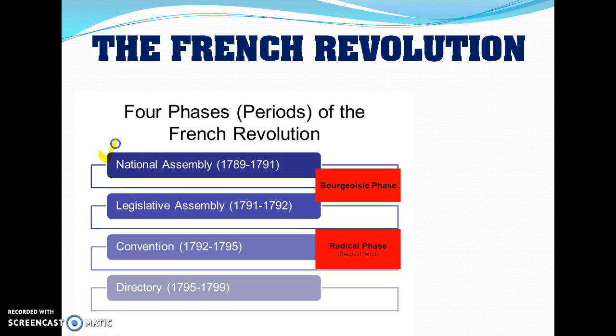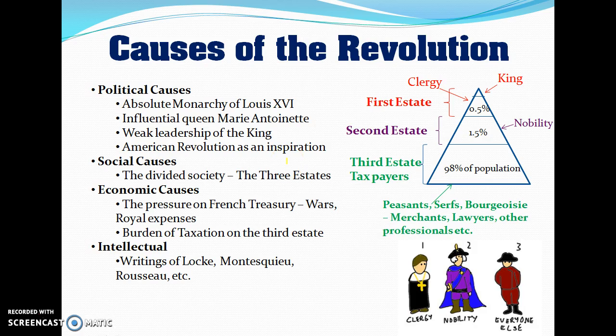We are going to study the first phase, that is the phase of the National Assembly from 1789 to 1791. But before studying the first phase, let's first take a look at the background of France in 1789, which also gives us the causes of the revolution. Political causes: absolute monarchy of Louis XVI, who was the King of France in 1789. His Queen Marie Antoinette had a considerable influence on him, and that is why his leadership was weak. The American Revolution served as a source of inspiration for the people of France.